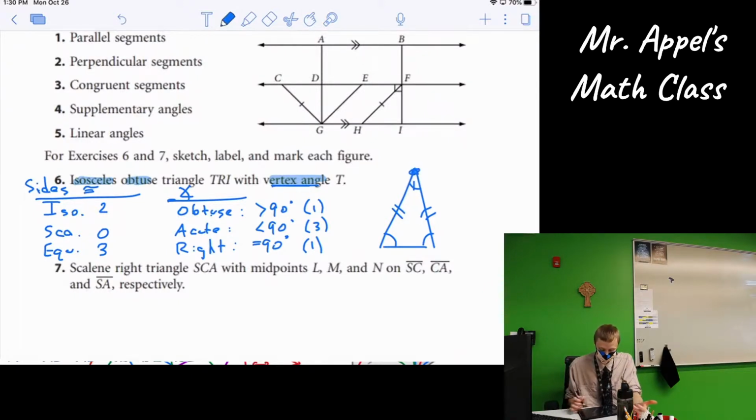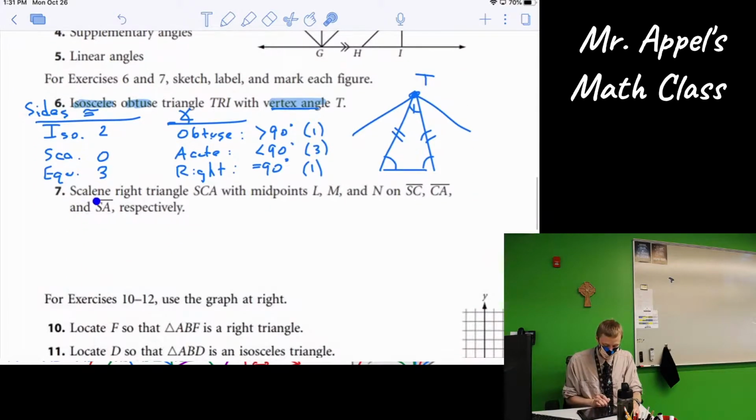I, of course, did not draw my triangle obtuse here. So please rectify that on your own drawing, but this would be your vertex angle, and that should end up T. You can put the rest of the letters where you like. Spread this thing out a little wider, right? Make that obtuse, and you'll be good to go.